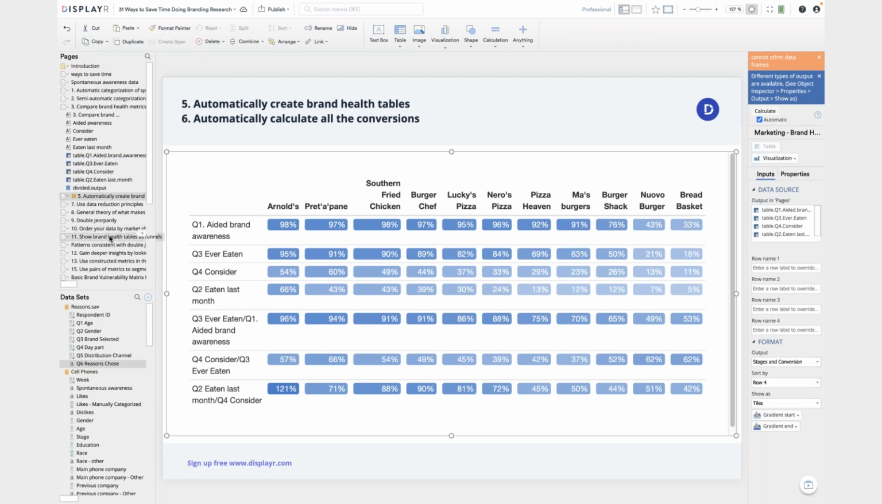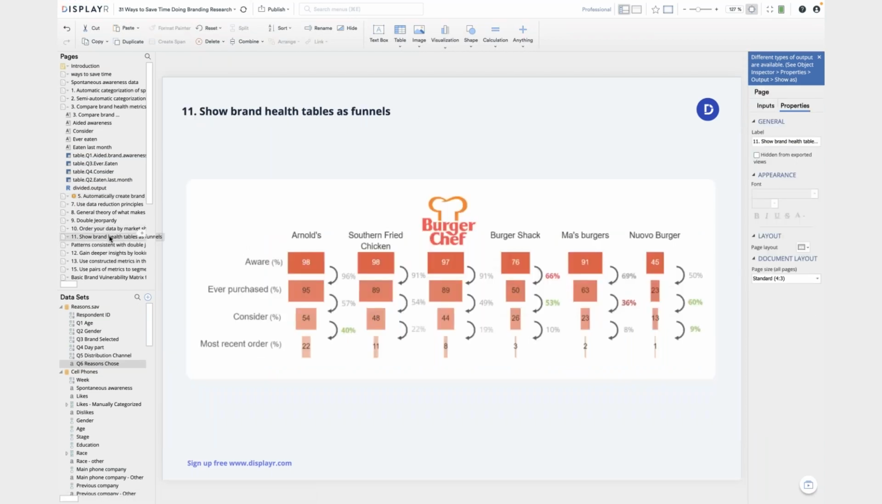I've already shown you that it's useful to show brand health data as funnels. Here I've actually overlaid the conversion data onto it and tried to make it all look pretty with little colors highlighting the ones that are most relevant.